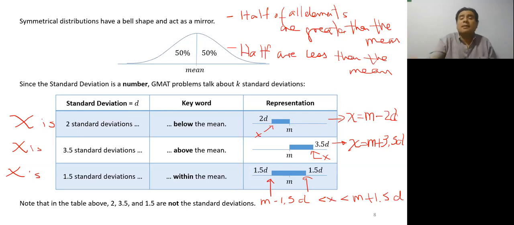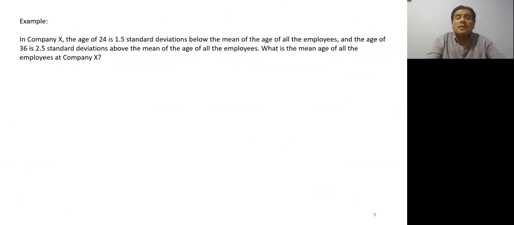All right, let's see an example of this concept. In company X, the age of 24 is 1.5 standard deviations below the mean of age of all the employees, and the age of 36 is 2.5 standard deviations above the mean of the age of all the employees. What's the mean age of all the employees at company X?